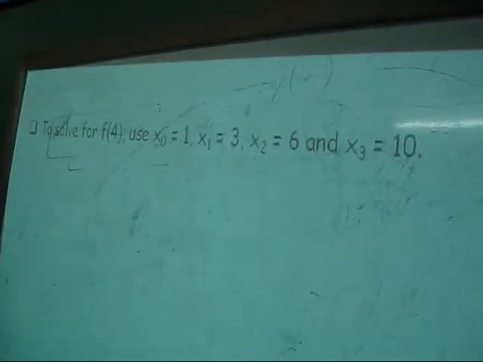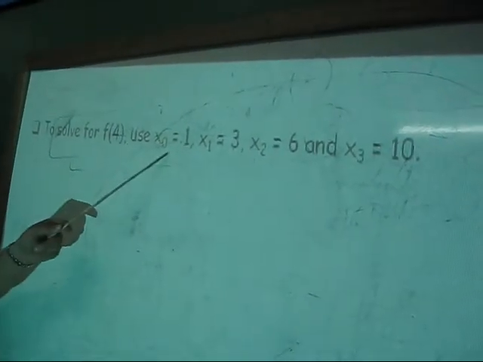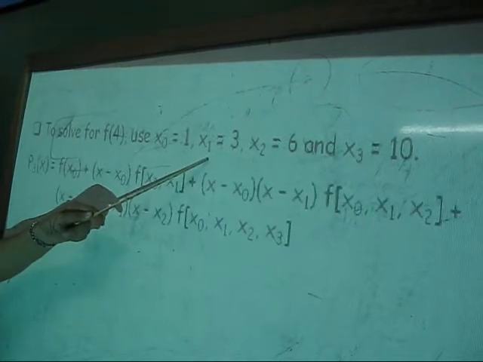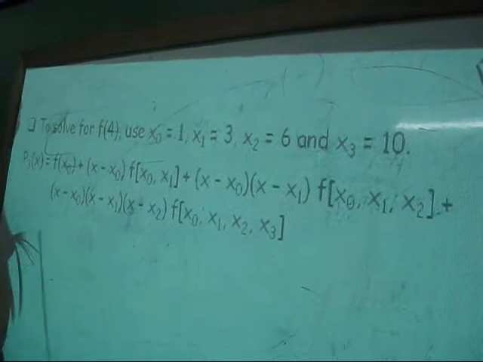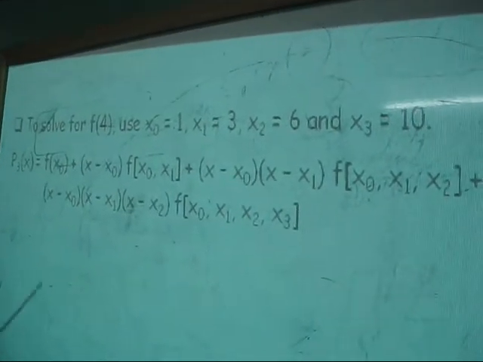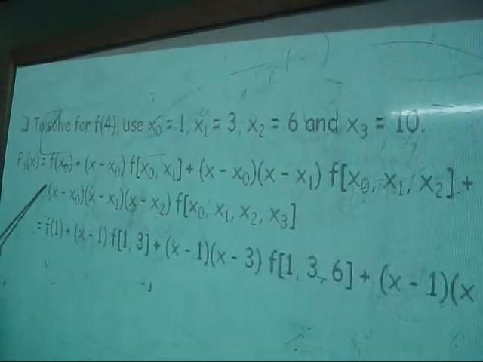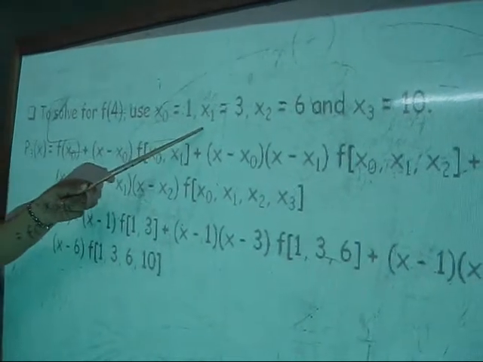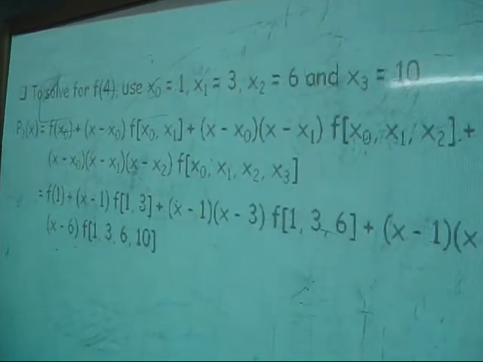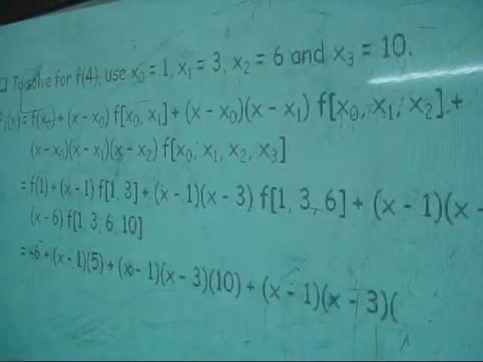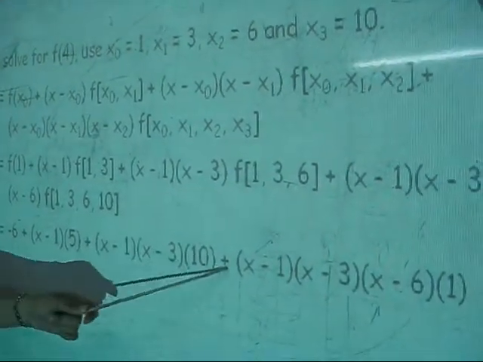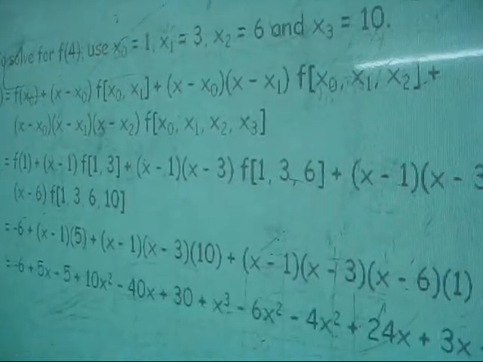To solve for f of 4, use x of 0 is equal to 1, x of 1 is equal to 3, x of 2 is equal to 6, and then x of 3 is equal to 10. And then again, we will make use of this formula and then substitute the given values for us to be able to arrive to the solution. And then, these are the solution using the values given.